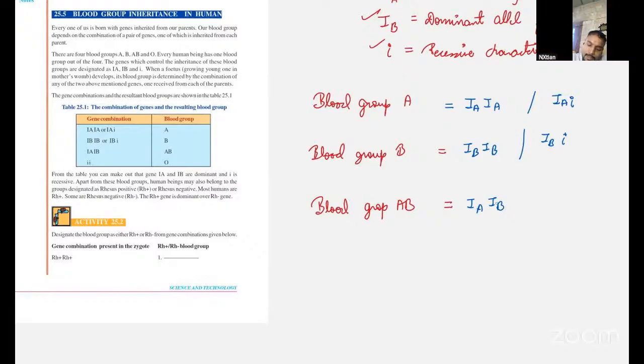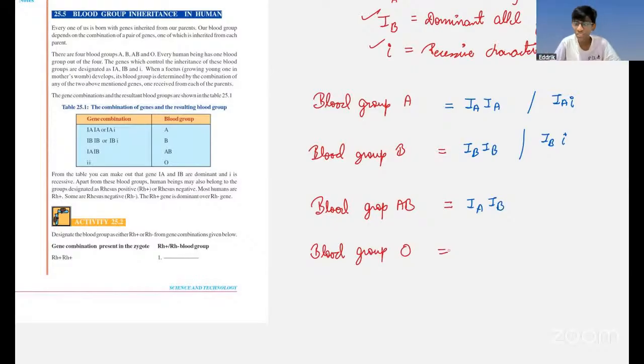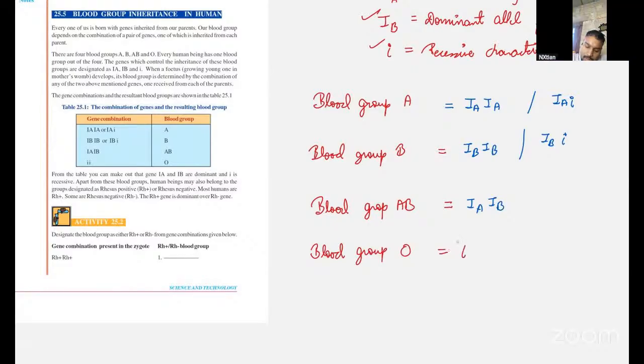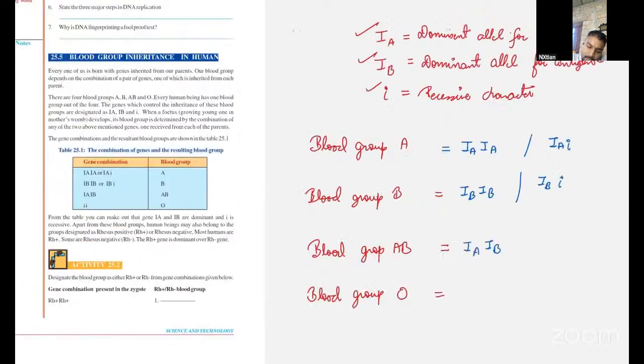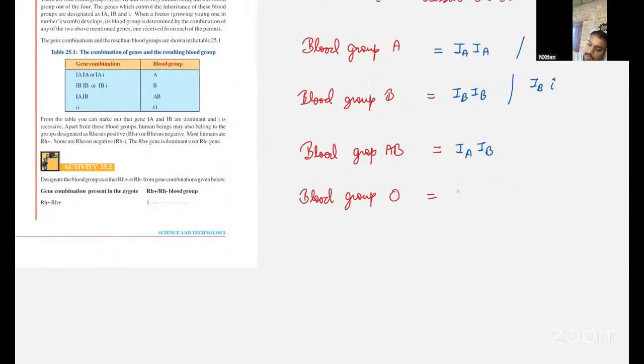If a person has blood group O, then Edric, what will be the condition? Small i, small i. Very good. It will be small i and small i, because there is no dominant character. They are all recessive. Are you getting my point?